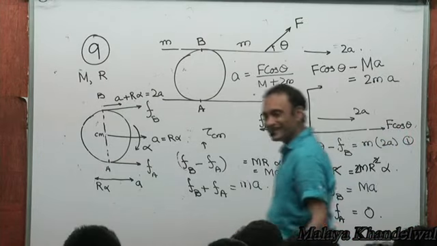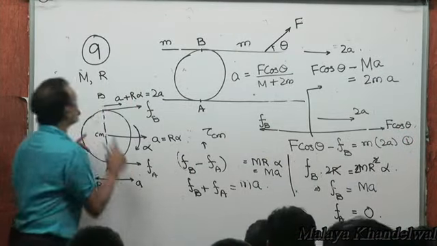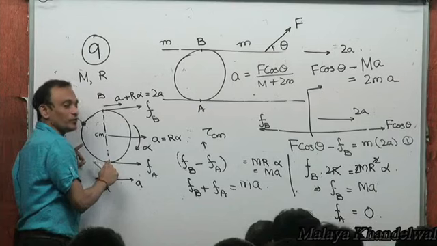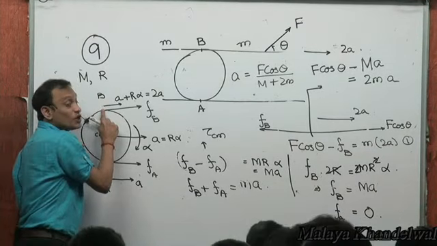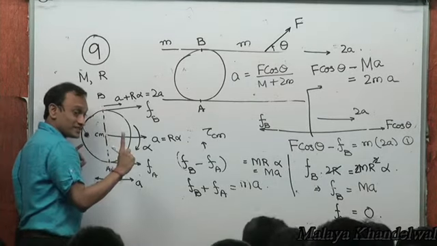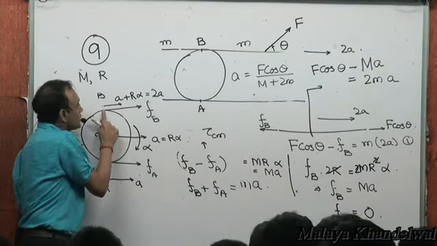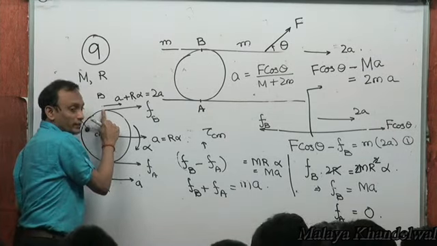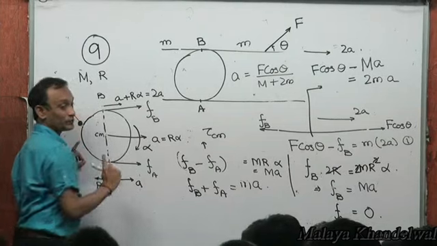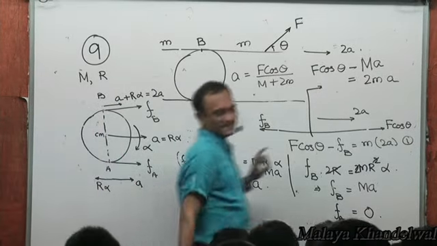No. See, it is not rolling about B. It is rolling about A. There is no slipping here, but it is not rolling about B. Please understand this. There is no slipping at B, but it's not rolling about B. It's rolling only about A. So you can't take torque about B.